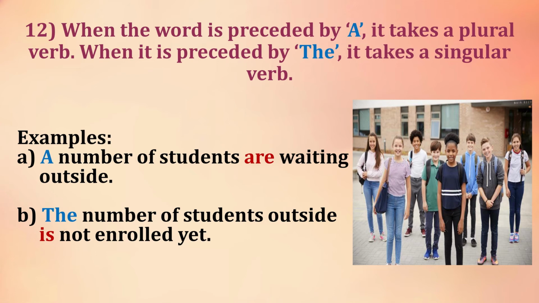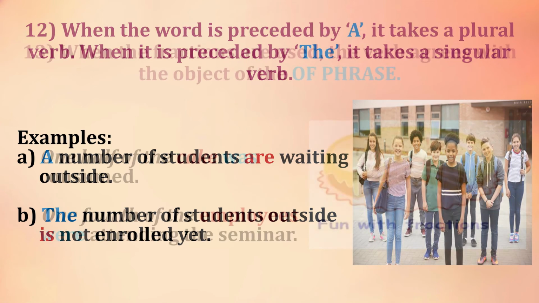Note here that when collective nouns refer to a singular group as a whole, they are often preceded by the word a. But let's see the next example B. The number of students outside is not yet enrolled. So here the sentence suggests individual group members. They are often preceded by the word the.